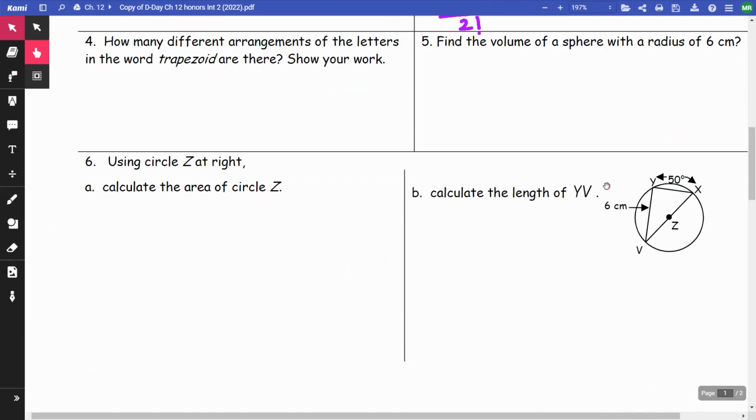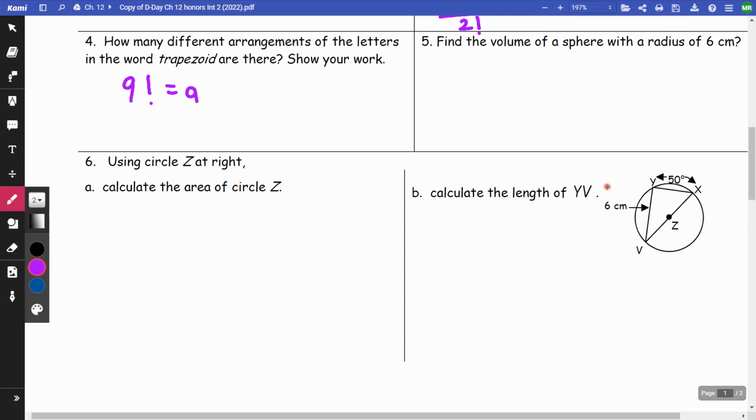So in this case, this answer is going to be 9 factorial or 9P9, which is the same. And that is going to be 362,880 when I put that into my calculator.